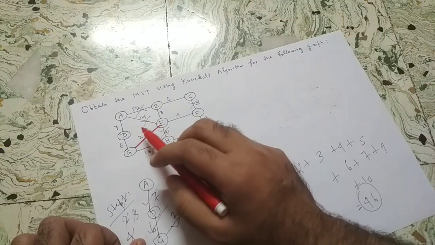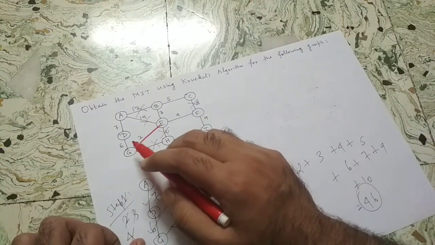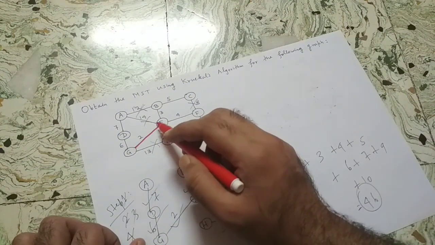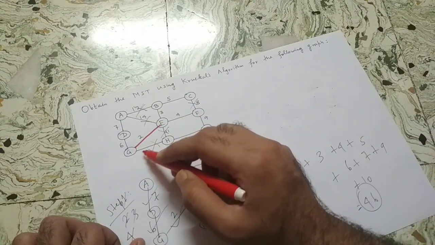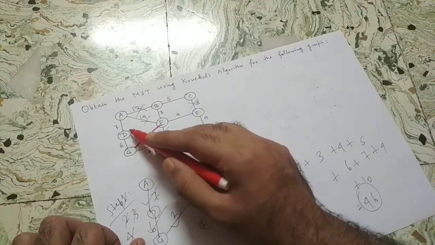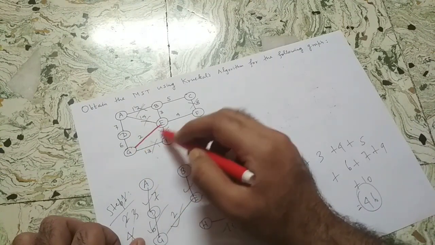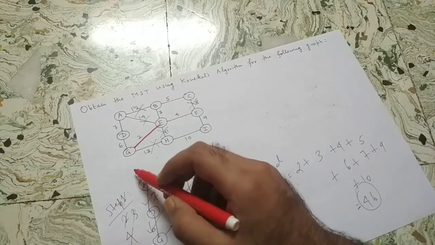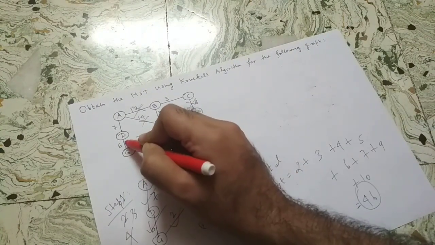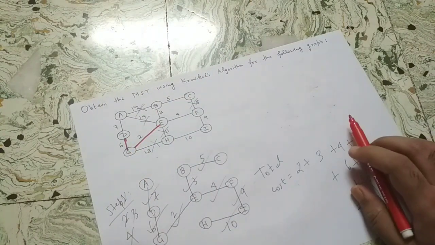Now, the edges that I can consider are those incident on G and E. So which are the edges that I have? This edge connecting E and A, the edge connecting G and H, the edge connecting G and D. Now, out of these three edges, which has the least weight? The edge connecting G and D has the least weight. So I'll include this edge.